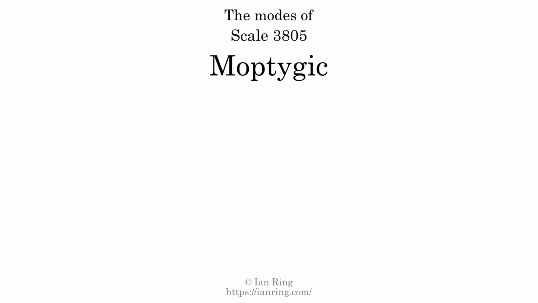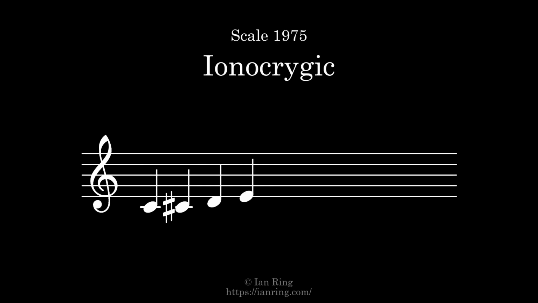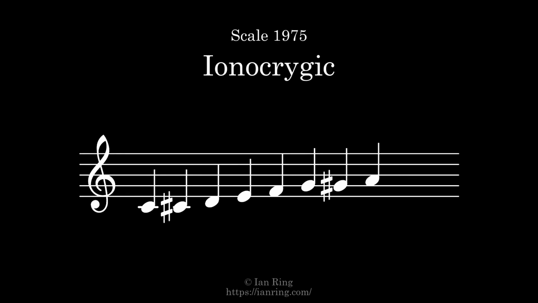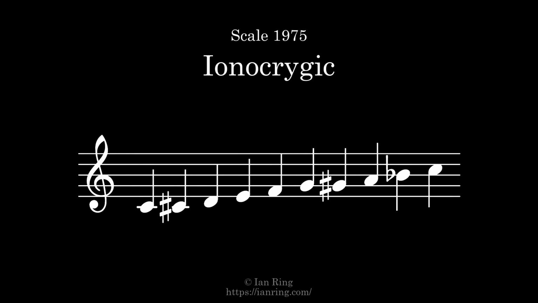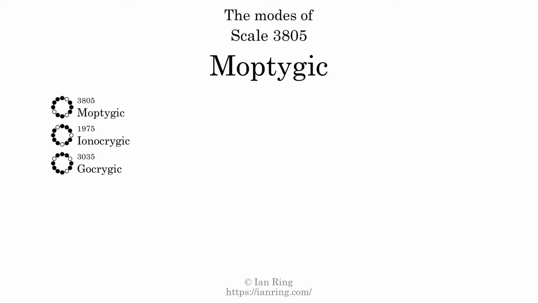This scale has 9 modes. The first mode is itself. The second mode is scale 1975, also known as Moptygic. It sounds like this. The third mode is scale 3035, also known as Moptygic. It sounds like this.